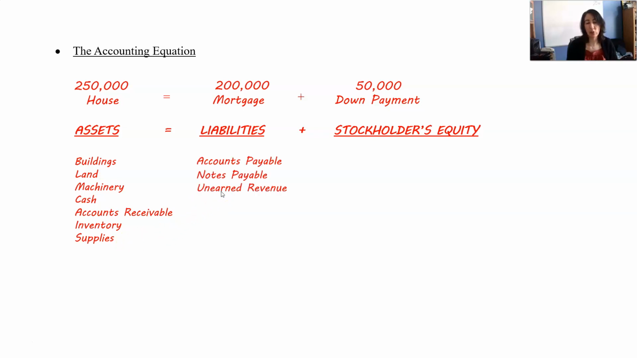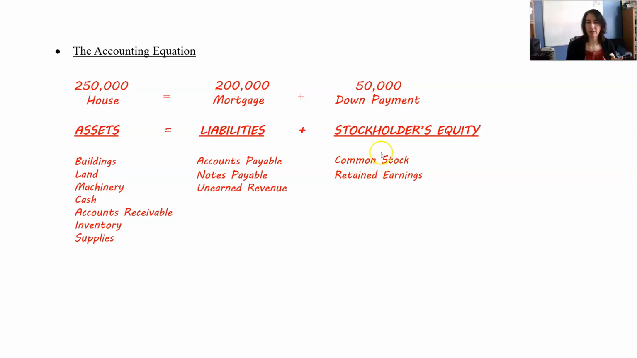Liabilities are things you owe. It's not necessarily that you owe money, though most of the time, that's what a liability is. You could also owe somebody a service, and that's unearned revenue. Accounts payable, notes payable, anything with the word payable on the end of it, for your purposes, is a liability. And unearned revenue, we'll get there, but that's a liability as well. Stockholders' equity is really your stock and your retained earnings. Again, we'll get there.